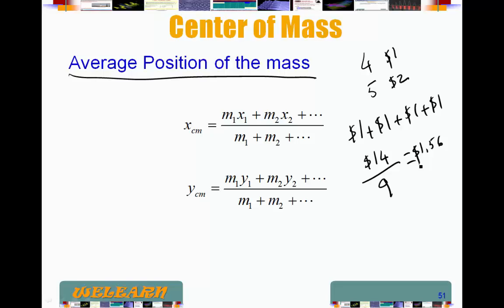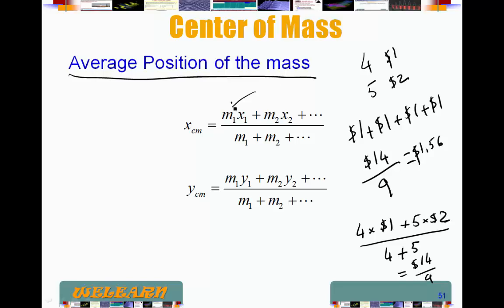Now, another way of calculating that is to say, how many students have $1? 4. So I will say 4 times $1. How many have $2? 5. So I say 5 times $2 over the number of students who have $1 plus the number of students who have $2. So you see here, 4 times 1 is 4, plus 5 times 2, that's 10. That gives us the same thing, $14 over 9.